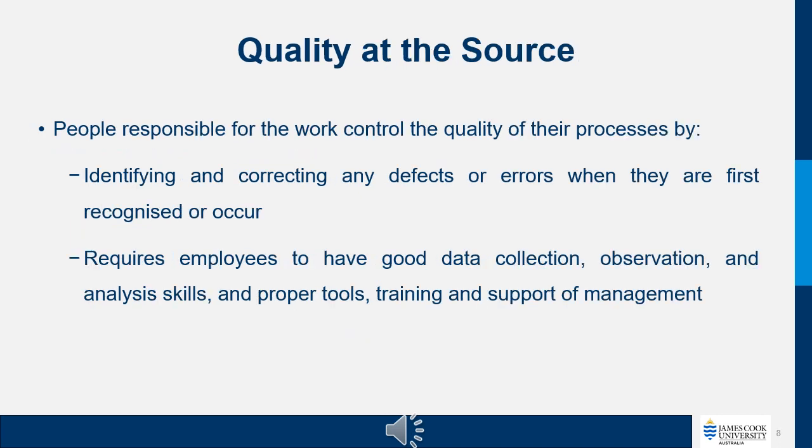Quality at the source is an approach that emphasizes the responsibility of individuals performing the work to control and ensure the quality of their processes. In this approach, employees are empowered and encouraged to identify and correct any defect or error as soon as it is recognized or happens. The concept of quality at the source recognizes that the people closest to the work are in the best position to identify and address quality issues promptly. By taking ownership of the quality of their processes, employees become proactive in detecting and resolving problems rather than relying on inspections or quality checks downstream.